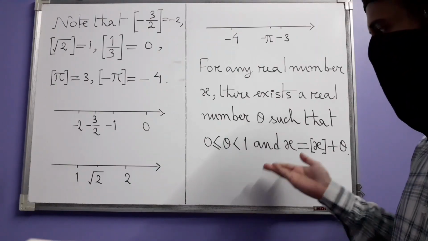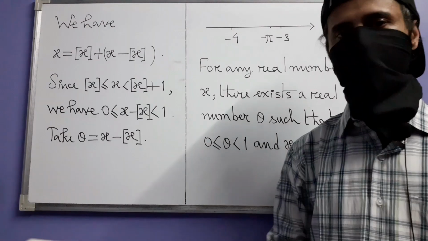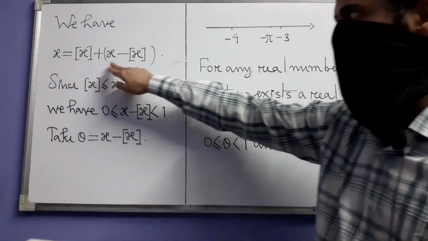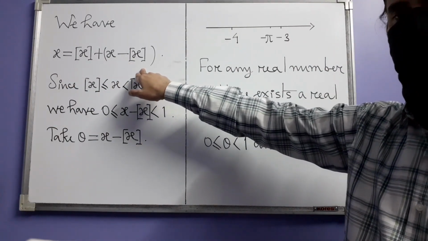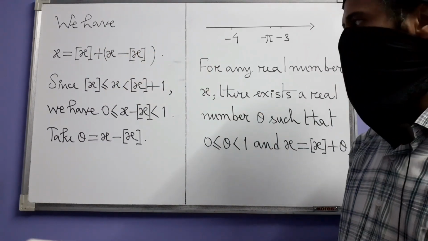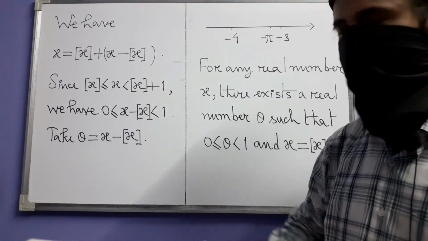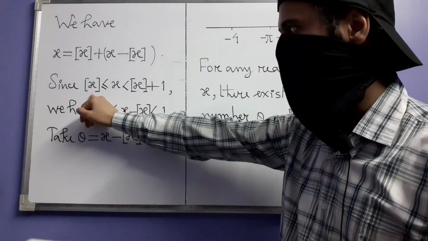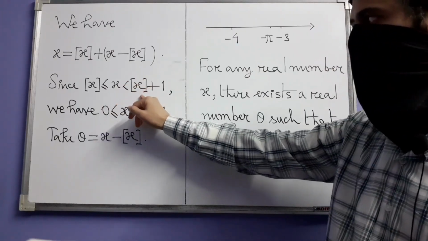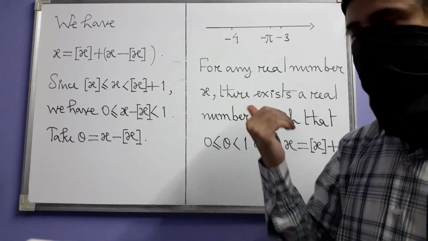We can actually demonstrate this observation also quite easily. So this is the demonstration. You express the given real number like this, adding and subtracting its greatest integer value. Now you already have these inequalities about the function, that the greatest integer value by definition is less than or equal to x, and x is strictly less than the greatest integer value plus 1.